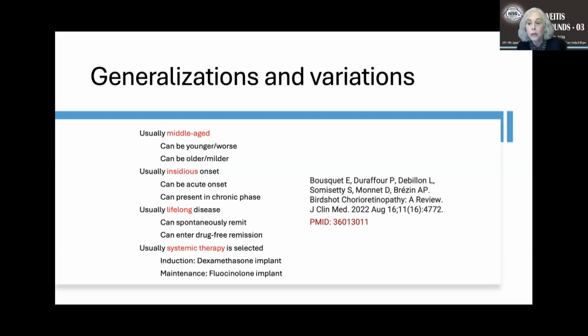As I said, it's generally lifelong, but even with that, sometimes it can spontaneously remit. And if you treat them for long enough, sometimes you can get patients to enter a drug-free remission. I'm beginning to think the longer I go on that this is relatively rare. Usually we select systemic therapy on the thought that this is an autoimmune disorder, but dexamethasone implant is very helpful in the short-term induction phase at the onset of treatment. And then maintenance with a fluocinolone implant works great for chronic treatment.